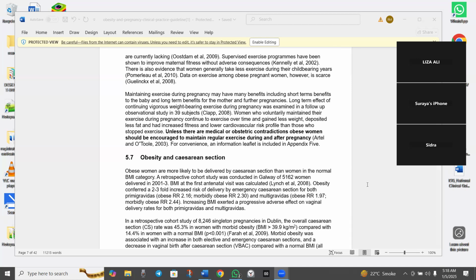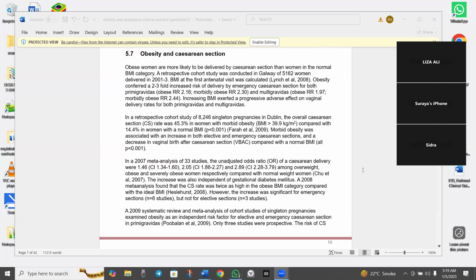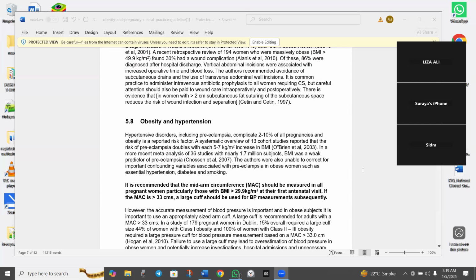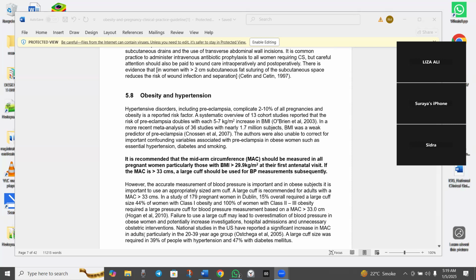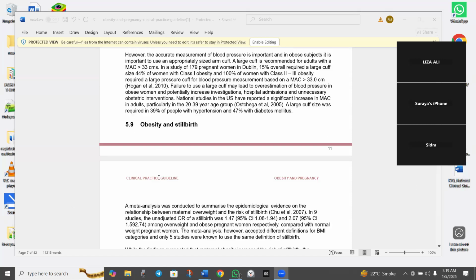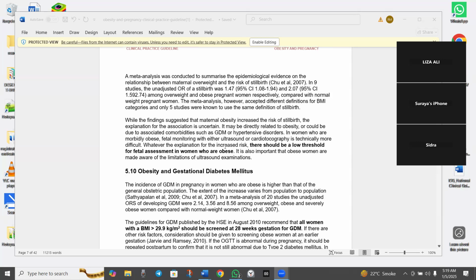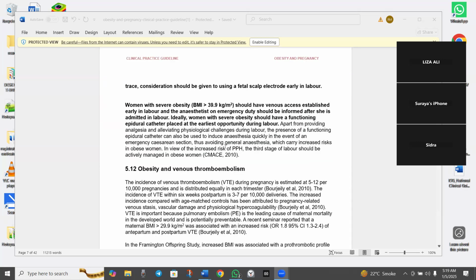If she is a multigravida and her BMI is less than 30, then she can have other options where she can deliver. But after 30, she has to deliver in a hospital, unfortunately. Okay, so we have done this. She has a higher risk of hypertension. I already told you what we have to do. So this is the whole thing which we have to add.